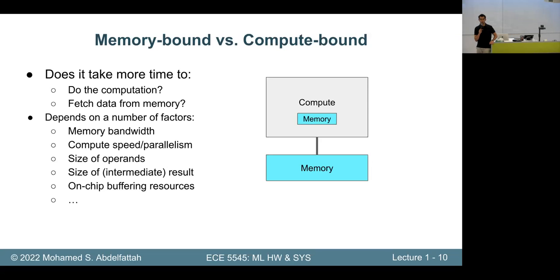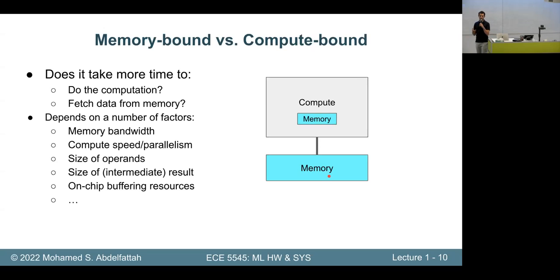So basically, does it take longer to fetch memory that I'm going to use in the computation, or does it take longer to do the computation itself, like the multiplication and the addition and all of that stuff? Obviously, this depends on a lot of things. It depends a lot on the hardware. How fast is that memory bus? That will determine how fast I can get stuff on chip. What is the size of the operands? This depends on the neural network. What is the compute speed and parallelism available to me? What are the sizes of the intermediate results? Do they fit in this on-chip memory, or do I need to spill them out to external memory? And so on.